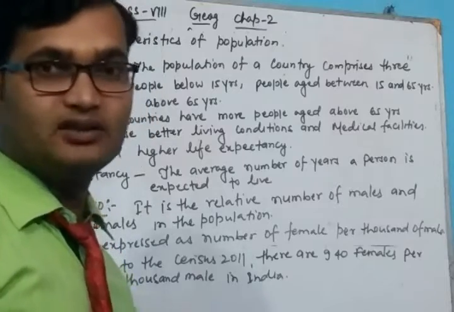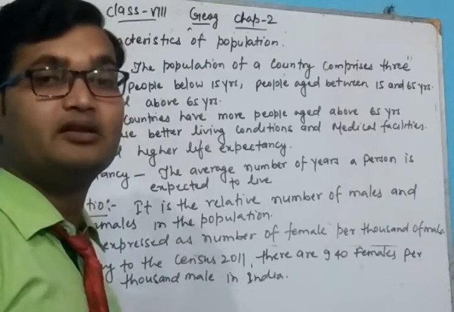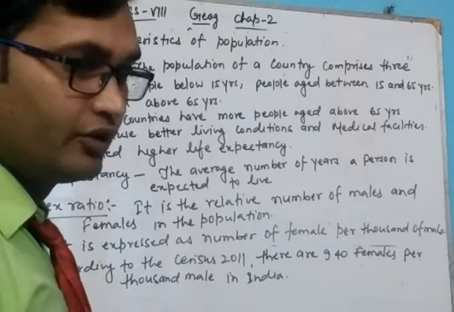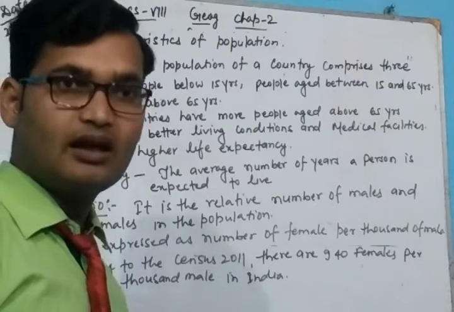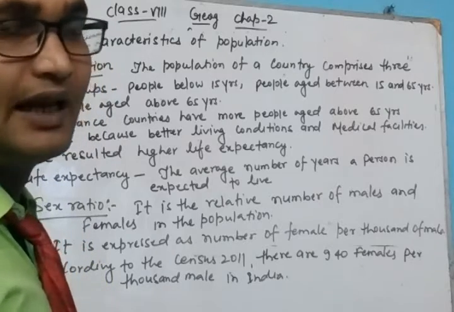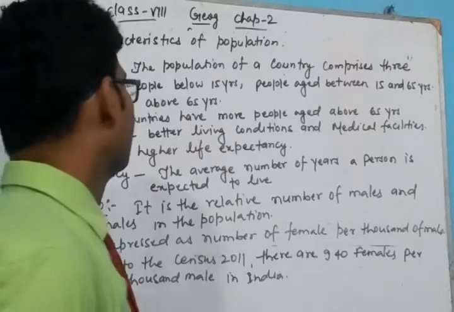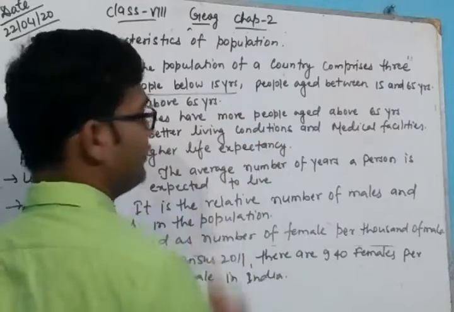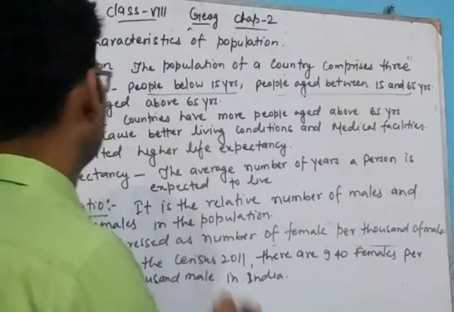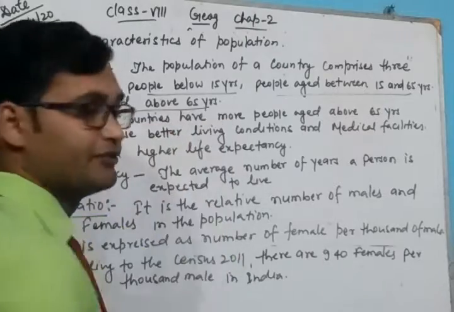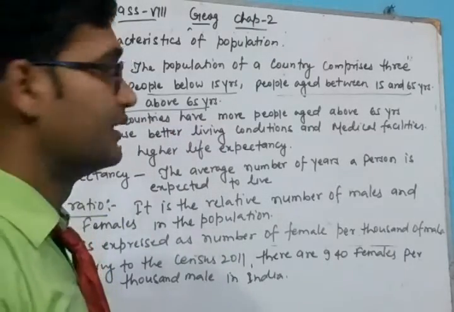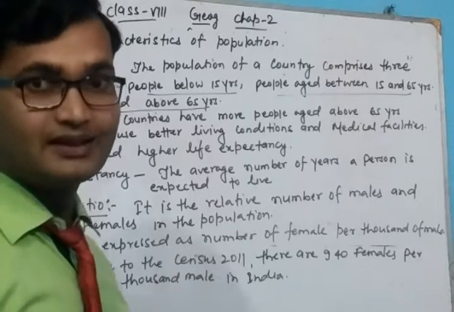In our societies, in villages and cities, we see there are 3 categories of population: below 15 years, between 15 and 65 years, and above 65 years. There are 3 categories, that is, people below 15 years, people aged between 15 and 65 years, and people aged above 65 years, in the villages, cities, or countries of the world.